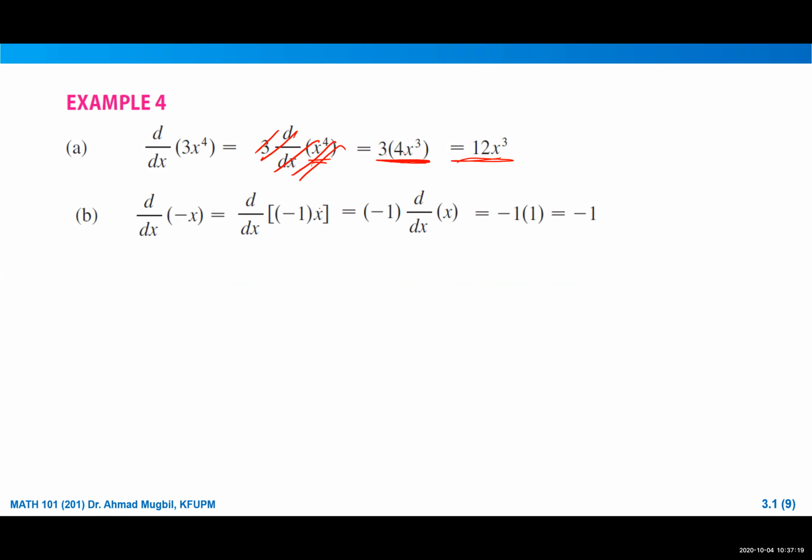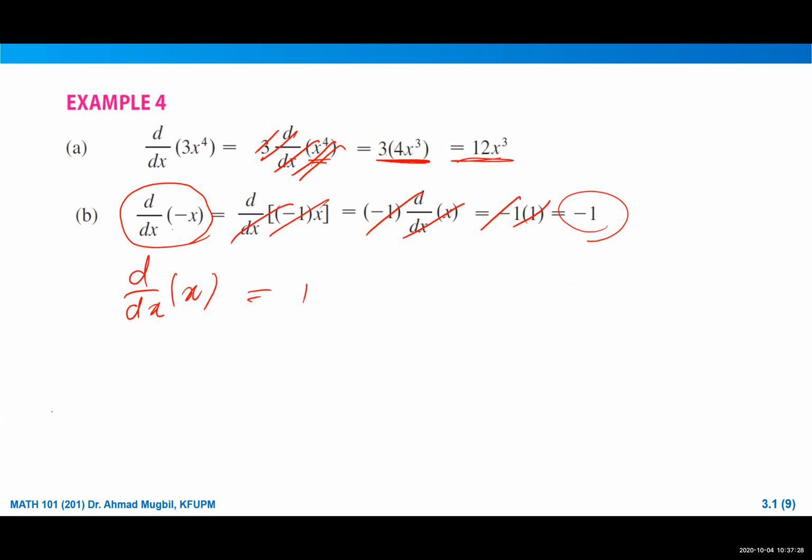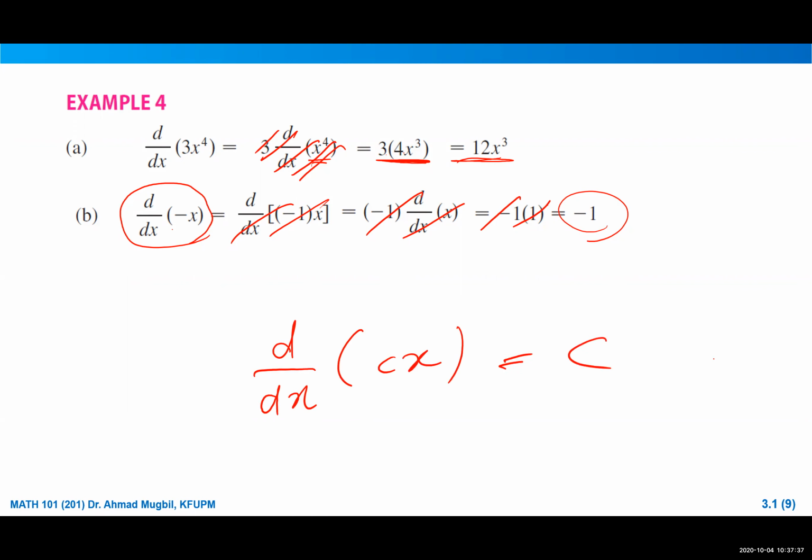No need to do all of these steps in the future, because you will just remember that the derivative of negative x is negative 1. Because the derivative of x was 1. So the derivative of negative x will be negative 1. And the derivative of cx, for any c, will be c. Okay.